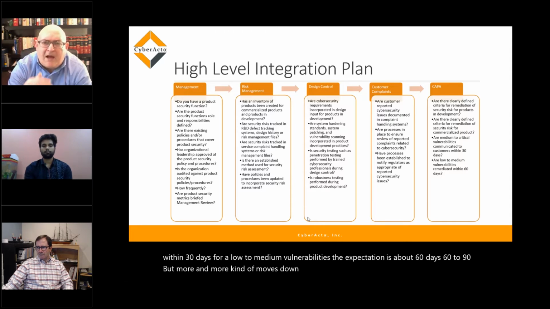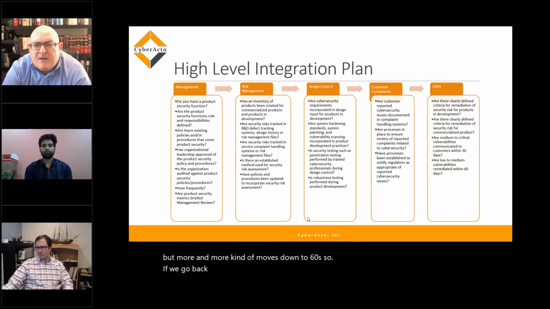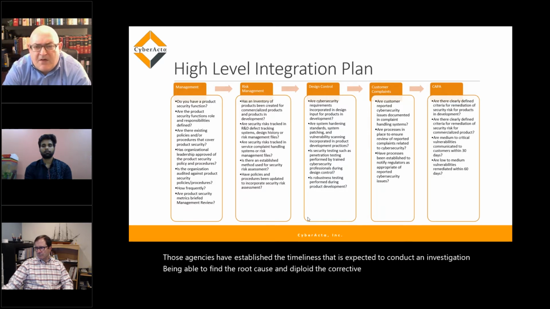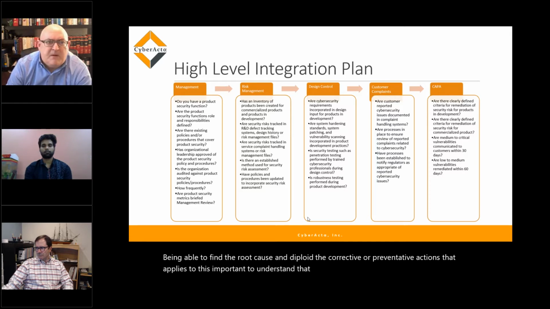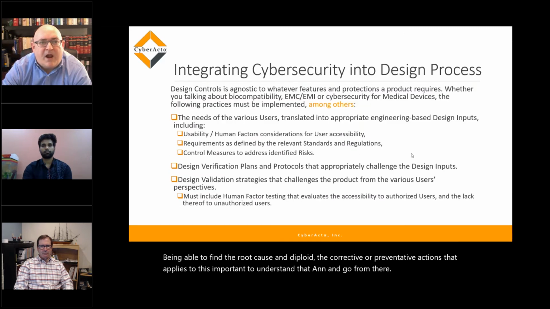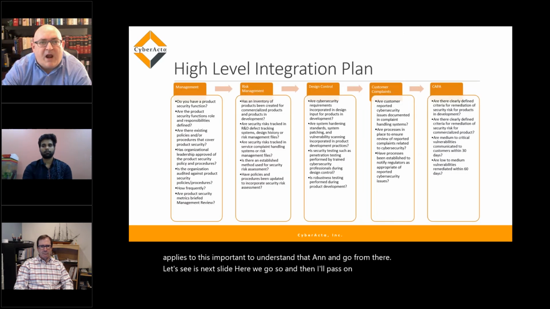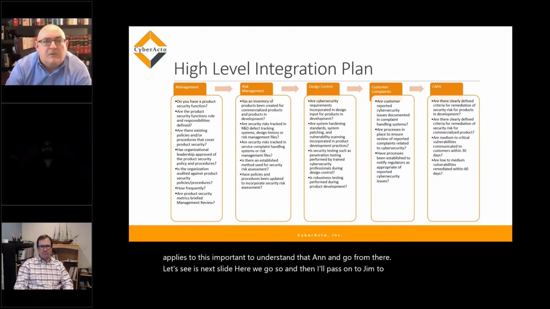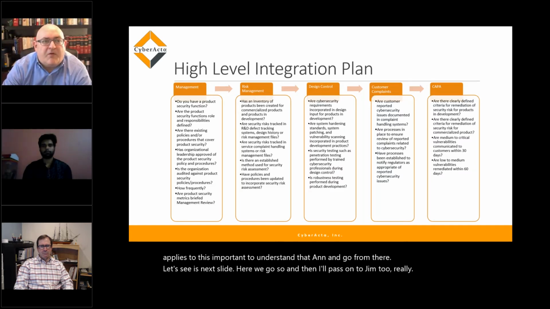So if we go back to CAPA 101, those agencies have established the timeliness that is expected to conduct an investigation, find a root cause, and deploy the corrective or preventative actions that apply. So it's important to understand that and go from there. Let's see, next slide. Here we go. And then I'll pass on to Jim. Here we go. Security by design.